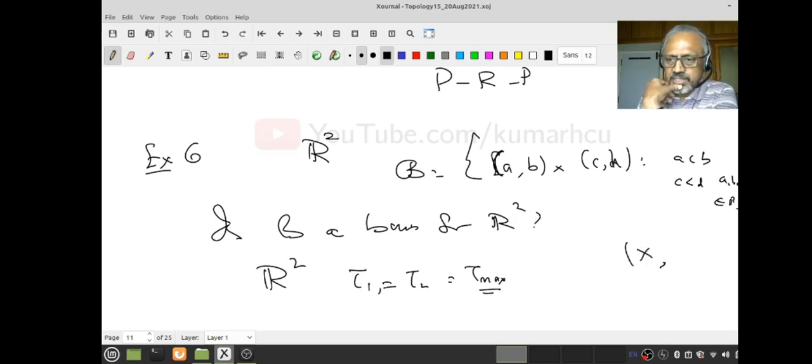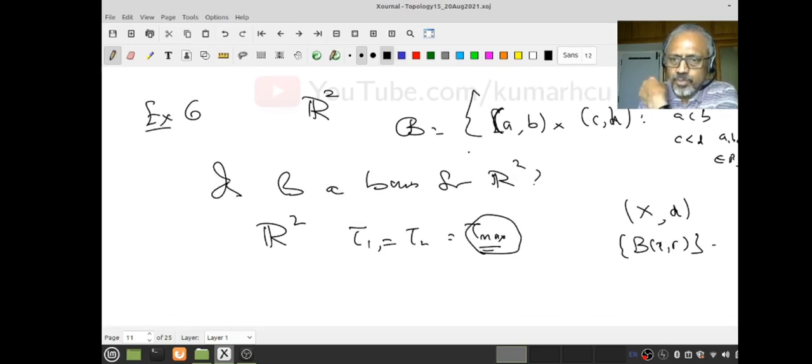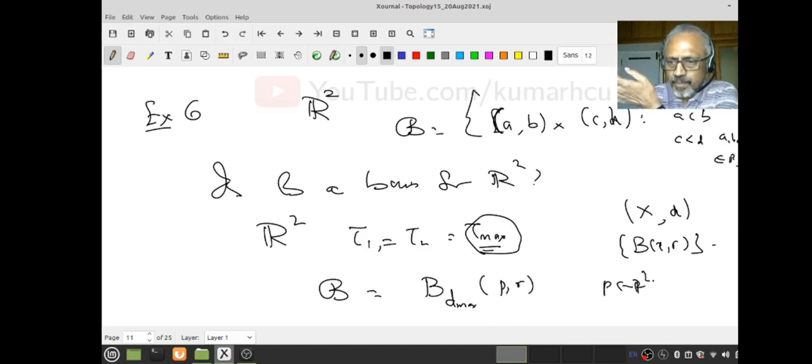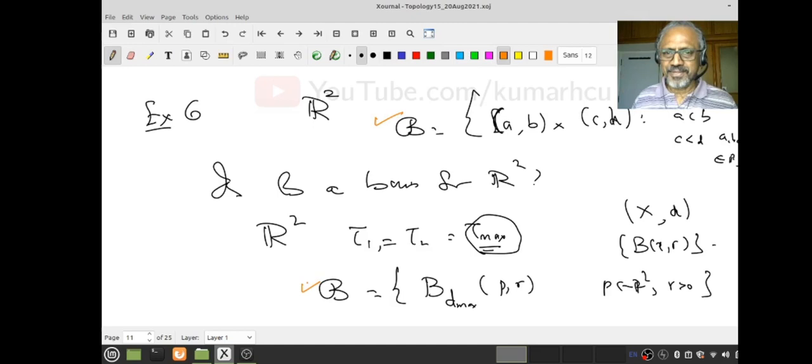And in a general metric space (X, d), we know that the open ball B(x, r) is a basis, right? Now with respect to the d max metric, we know the open balls are rectangles. Do you follow that? Therefore this script B is nothing other than, with respect to the d max metric, the balls B(p, r) where p is in R2 and r is positive. This collection and this collection are one and the same.